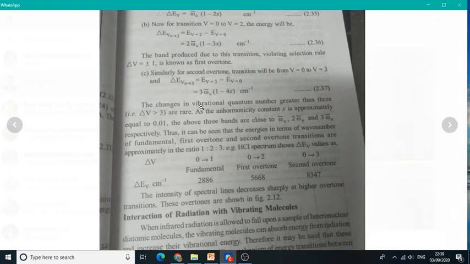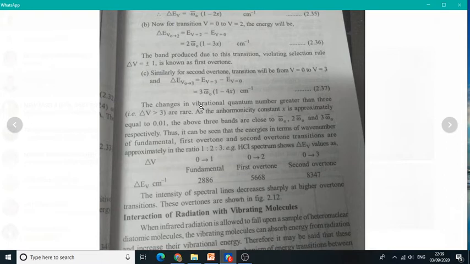Then the changes in vibrational quantum number greater than 3, that is delta phi greater than 3, are rare, as the unharmonicity constant x is approximately equal to 0.01. The above three bands are close to omega bar oscillation, 2 omega bar oscillation and 3 omega bar oscillation respectively. Thus, it can be seen that the energies in terms of wave number of fundamental, first overtone and second overtone transitions are approximately in the ratio 1 is to 2 is to 3.